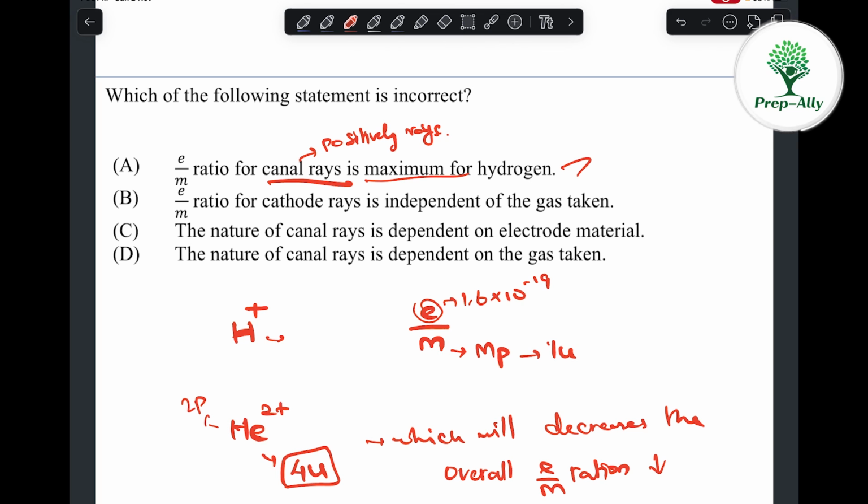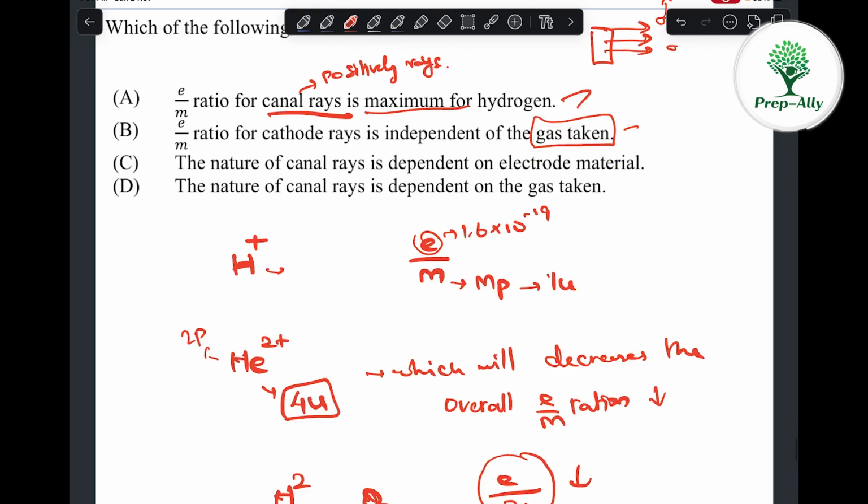charge. And E by M ratio of cathode rays is independent of gas taken, because E by M ratio of cathode rays is nothing but the emitted from the electrode material, right? So we remove all the gases outside, so it is not going to depend on gas taken, it is independent, right? Yes, correct. E by M ratio will always remain same, because it is for electrons. Electron will be a single particle, single electron, that is not like two electrons, okay? And the nature of canal rays is depend on electrode material, really.